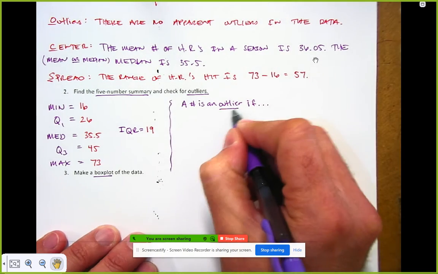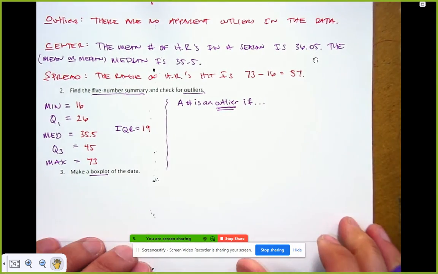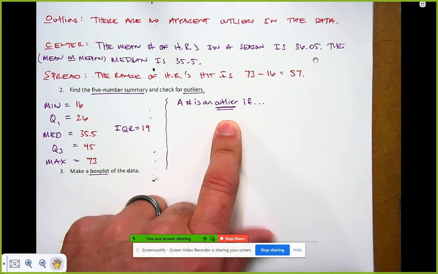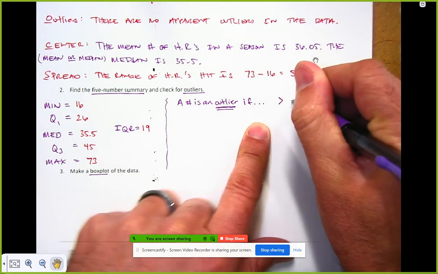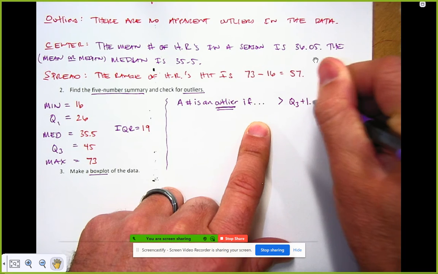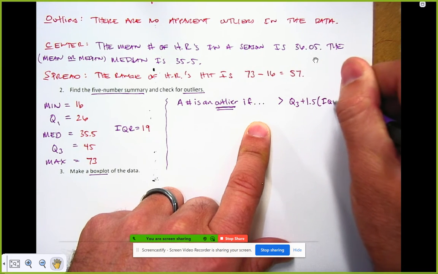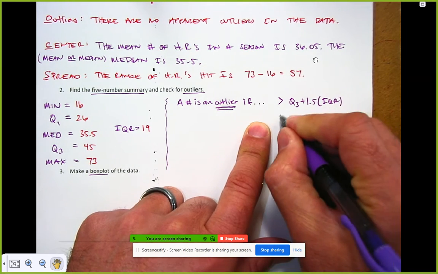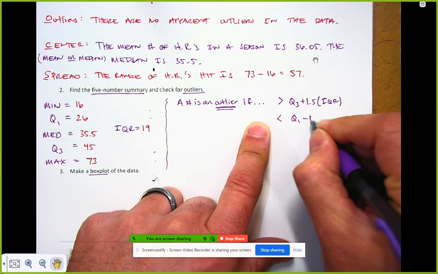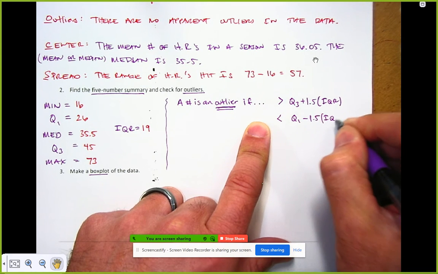Okay, so we now have an official way to check for an outlier. It's an outlier if it's greater than quartile 3 plus 1.5 times the IQR, or smaller than quartile 1 minus 1.5 times the IQR.